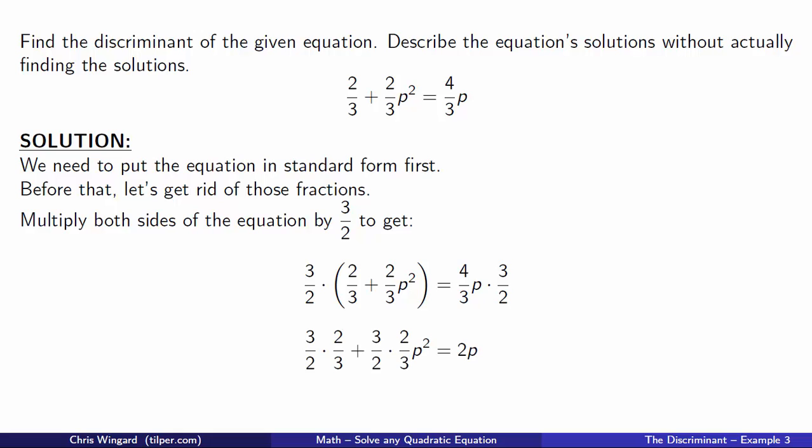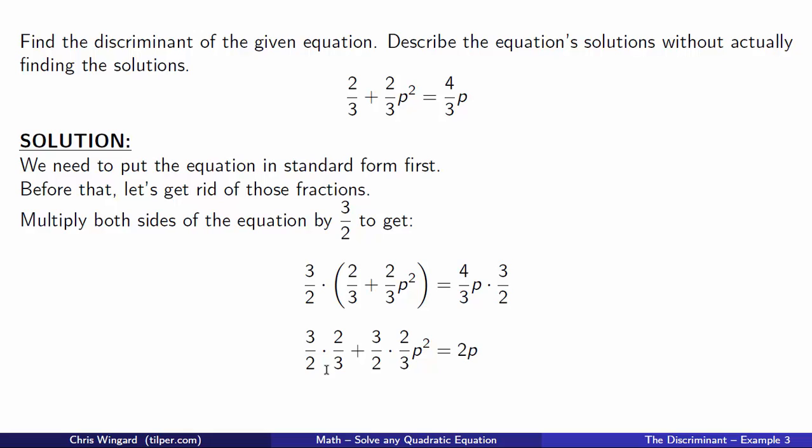On the left side, we're going to distribute the 3/2 into these parentheses here, and we get 3/2 times 2/3 plus 3/2 times 2/3 p squared. And then on the right-hand side, 4/3 p times 3/2. Well, the 3's cancel, and 4 divided by 2 gives us that 2 here, and we still have the p here. So 4/3 p times 3/2 all becomes 2p.